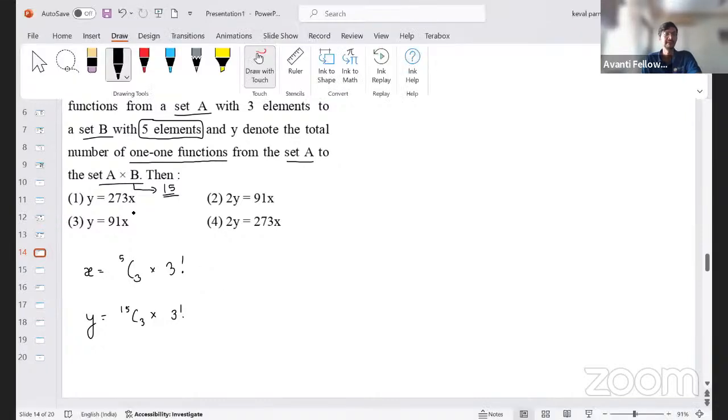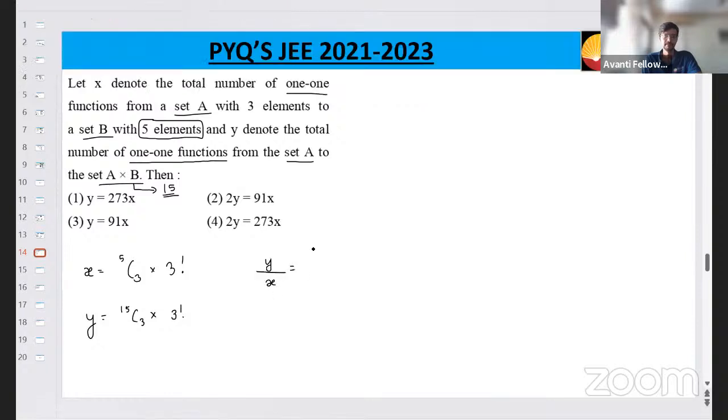Okay. So we have to find a relation between X and Y. So basically, we can divide. Y divided by X will be equal to 15C3 into 3 factorial upon 5C3 into 3 factorial. So 3 factorial gets cancelled. 15C3 will be 15, 14, 13 over 3, 2, 1, which will cancel with the denominator. 5 into 4 into 3.